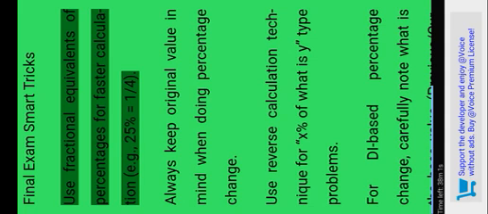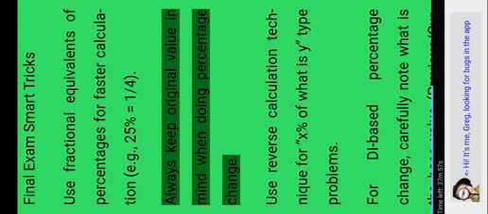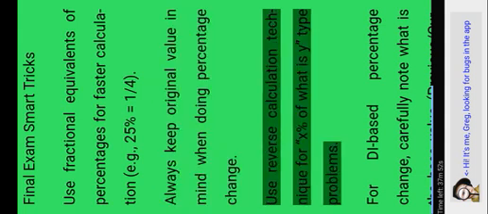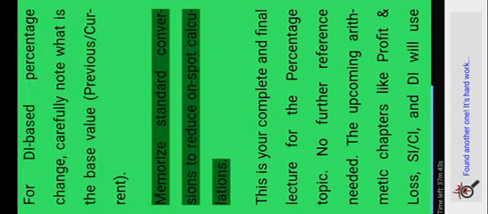Final exam smart tricks. Use fractional equivalents of percentages for faster calculation, e.g., 25% equals 1/4. Always keep the original value in mind when doing percentage change. Use the reverse calculation technique for X% of what is Y type problems. For DI-based percentage change, carefully note what the base value is, previous or current. Memorize standard conversions to reduce on-the-spot calculations.